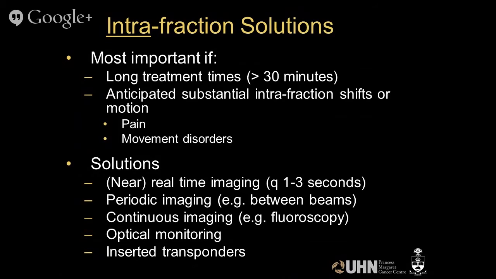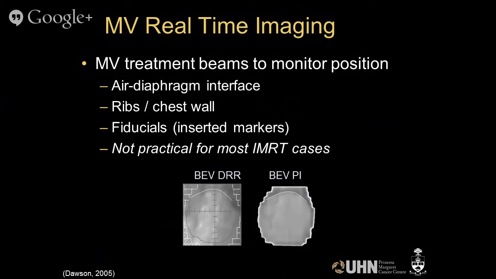Intrafraction solutions, so solutions for continuous or frequent imaging during one fraction, are most important if there are long anticipated treatment times or we anticipate shifts due to pain or movement disorders. Solutions are listed here. Frequent or continuous imaging with fluoroscopy, for example, optical monitoring, transponders, or other solutions can be complementary to 3D imaging. This isn't widespread, and we in fact don't use this routinely now, but before we went to an IGRT approach, we did use this routinely at our units.